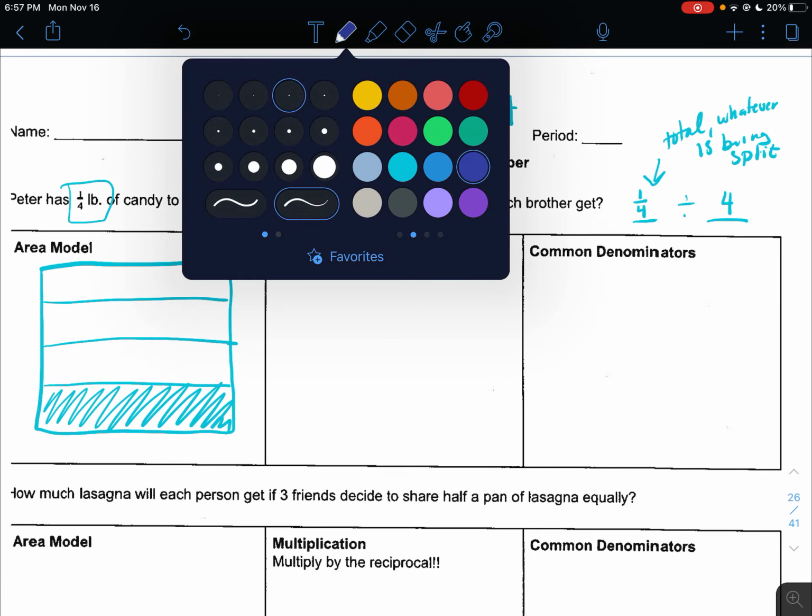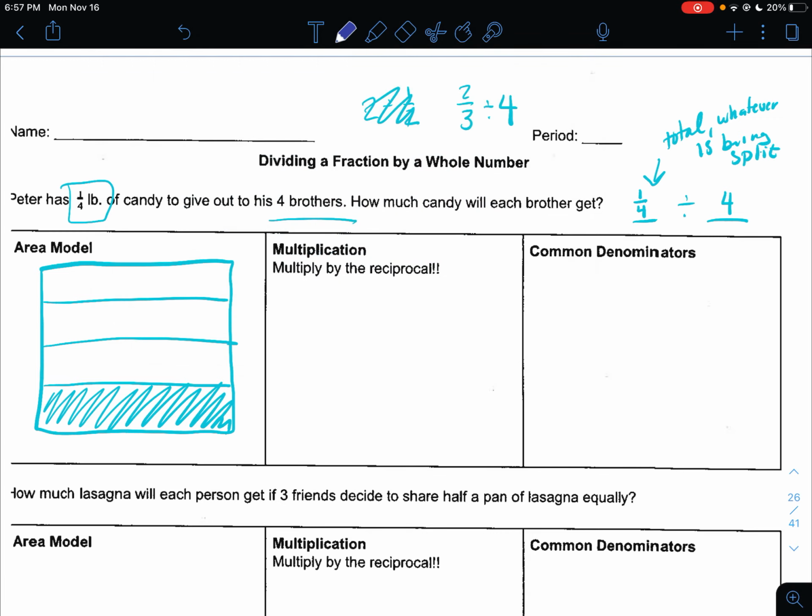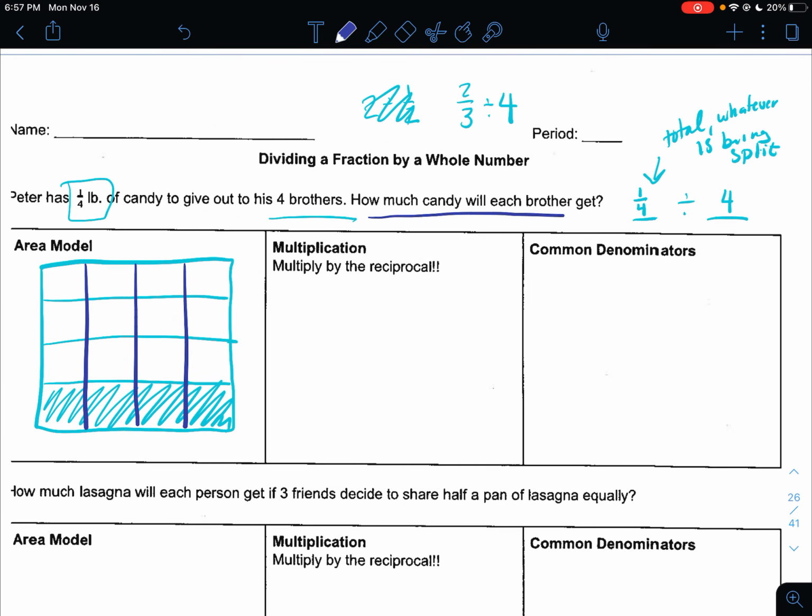So we have 1/4 pound of candy. And what are we doing? We're dividing it into 4 groups or amongst 4 people. So we're literally going to cut this into 4 groups. And we want to know how much each brother is going to get. So this is brother 1, brother 2, brother 3, and brother 4, okay? So one brother is going to get this much.